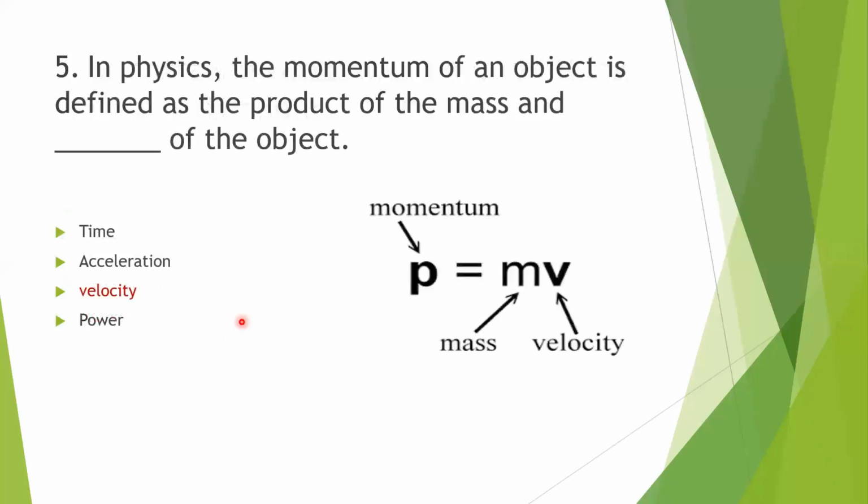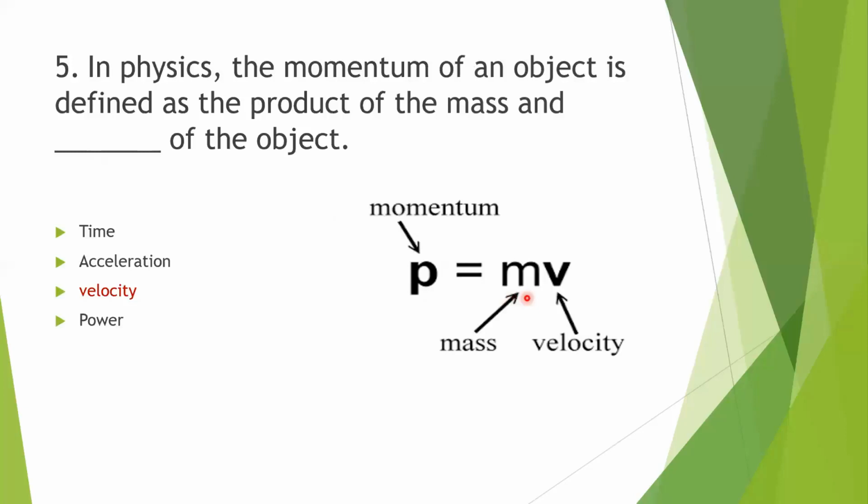Question number 5. In physics, the momentum of an object is defined as the product of the mass and a blank of the object. Now we are going to fill in this blank. An easy thing. You know what this is? The momentum. Momentum, this is the equation, Putta. Momentum means mass into velocity.